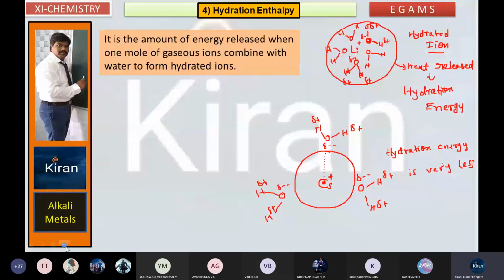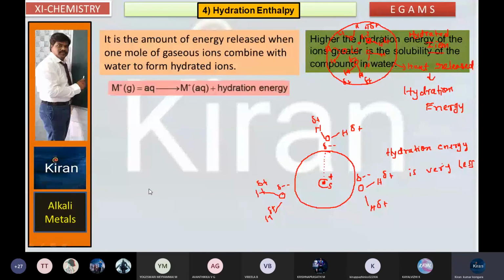So now when you observe here one equation, M plus gives M plus aqueous plus hydration energy. Instead of M, you can keep lithium or sodium, potassium, anything. When the ion is placed in water, it means aqueous, it is changed into a hydrated ion, M plus aqueous, along with releasing some heat energy, that is hydration energy.